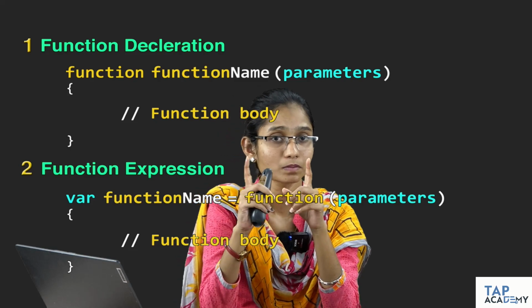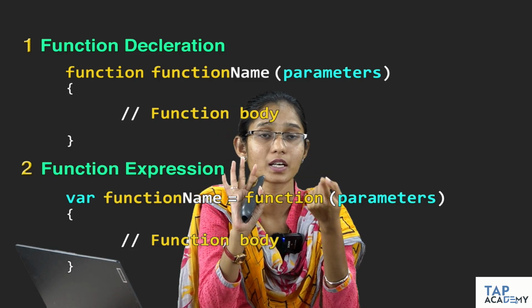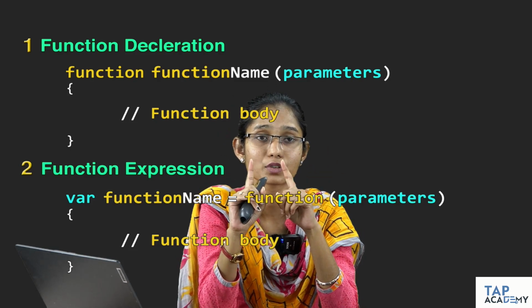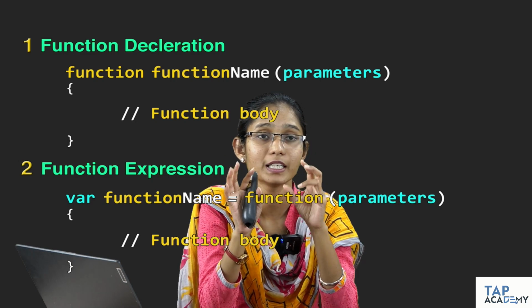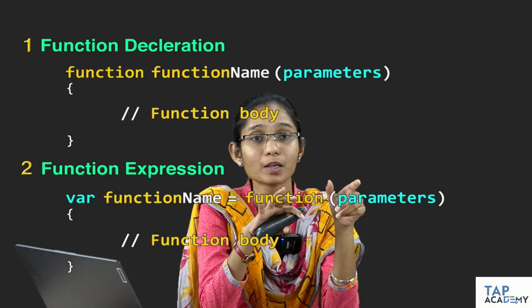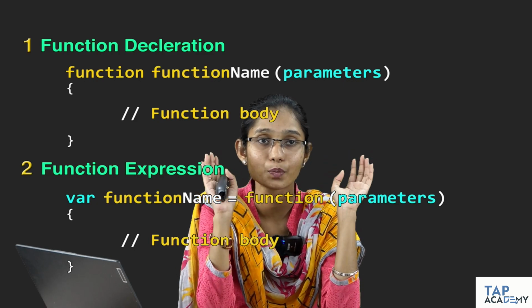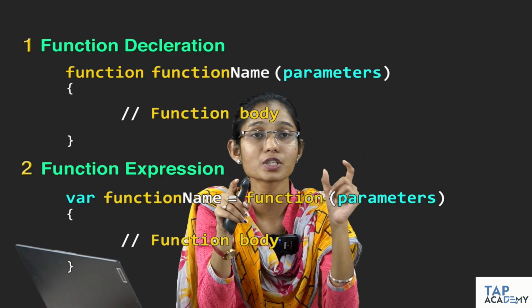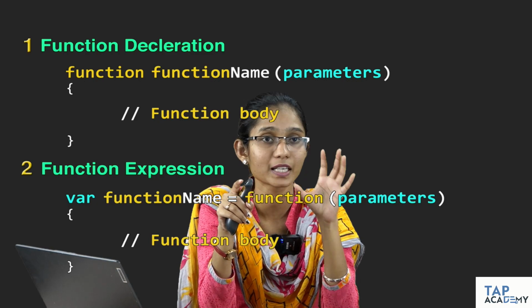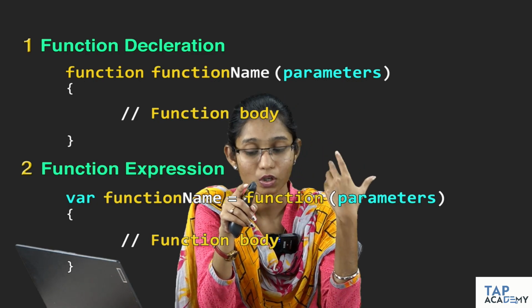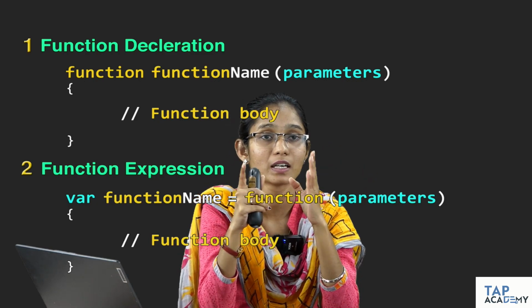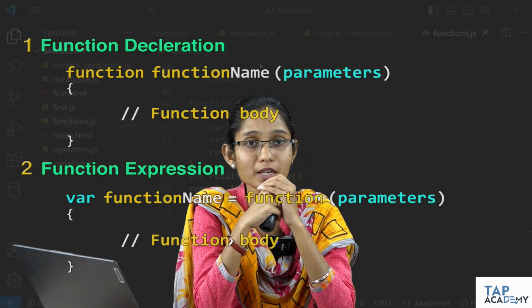Here you can see the syntax once again: function name, equals to, function keyword, parameters, and inside the function body whatever it is that we have to provide. This is how the function expression is written. Okay, so let us go back to Visual Studio and try to implement this function expression.